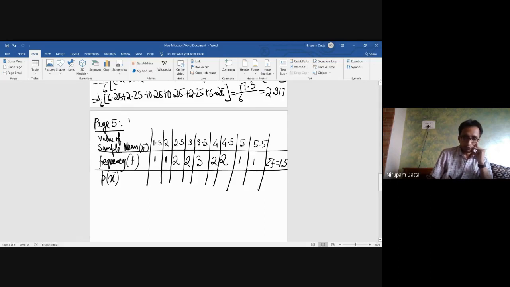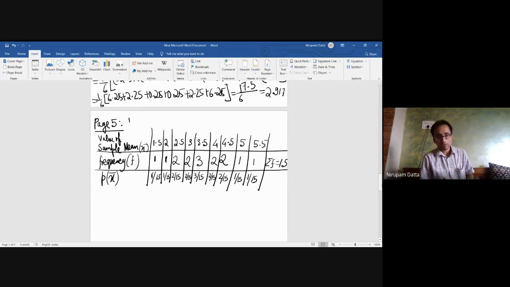So what is the relative frequency, which will give you the probability of the respective value of the sample means? 1 by 15, 1 by 15, 2 by 15, 2 by 15, 3 by 15, 2 by 15, 2 by 15, 1 by 15, 1 by 15. So now we'll have to find the expected value of the sample mean.